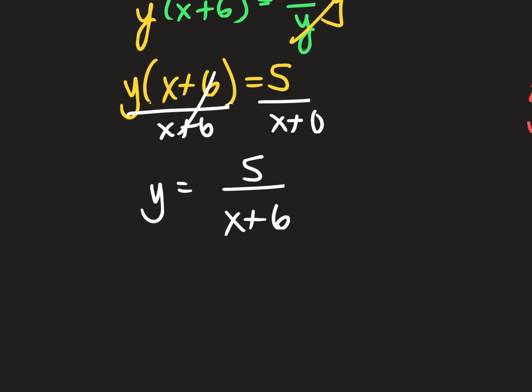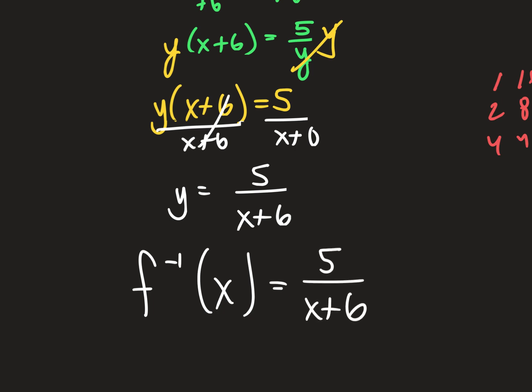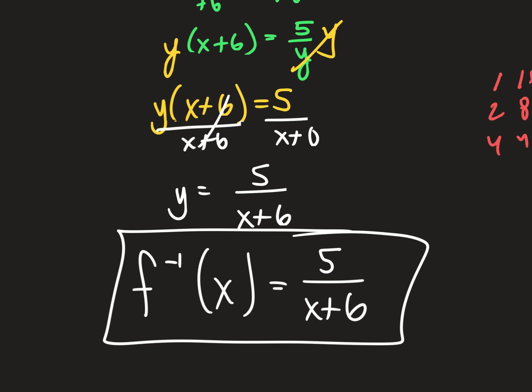Is that my final perfect answer? What's the last little thing I've got to do? f negative 1 of x equals 5 over x plus 6. Make sure, guys, that negative 1 is like an exponent. It's little. Don't make it like a normal size negative 1. Questions?